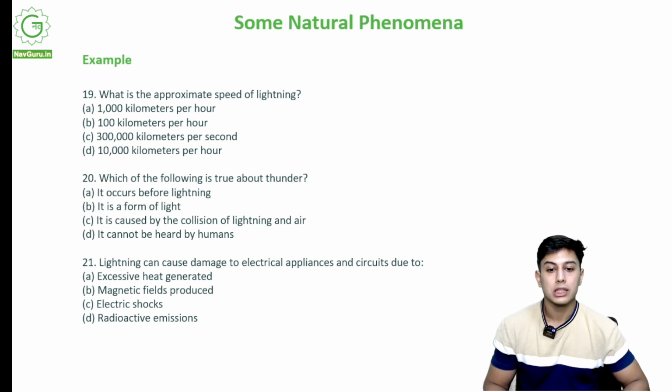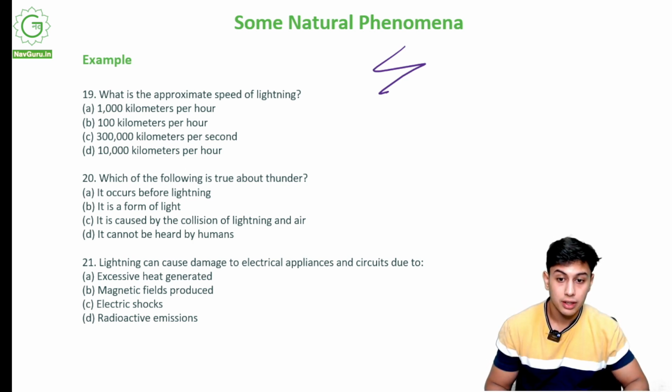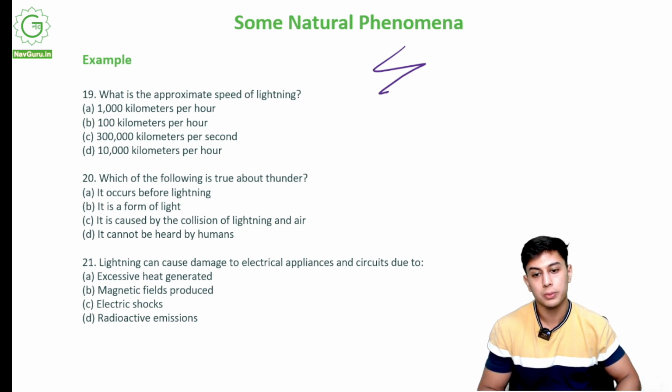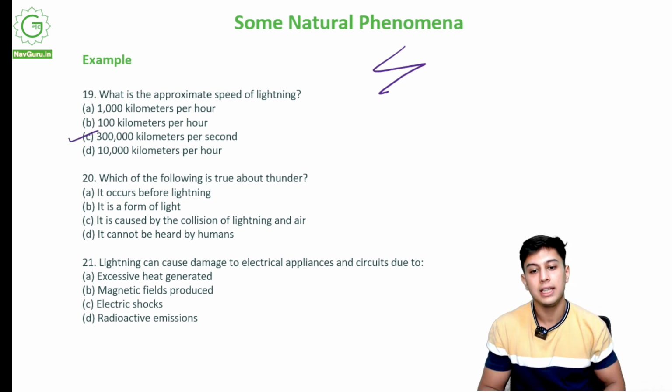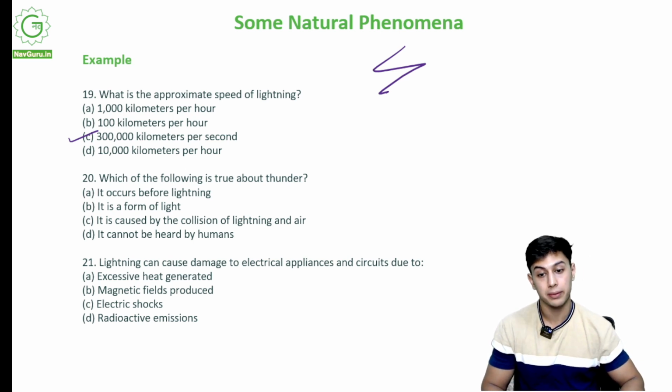What is the approximate speed of lightning? So it goes very fast, right? What is the speed? 1000 kilometers per hour, 100 kilometers per hour, 3 lakh kilometers per hour, or 10,000 kilometers per hour? The correct option is option C, 3 lakh kilometers per second. Alright, so it can travel 3 lakh kilometers in 1 second. That is the speed of lightning.